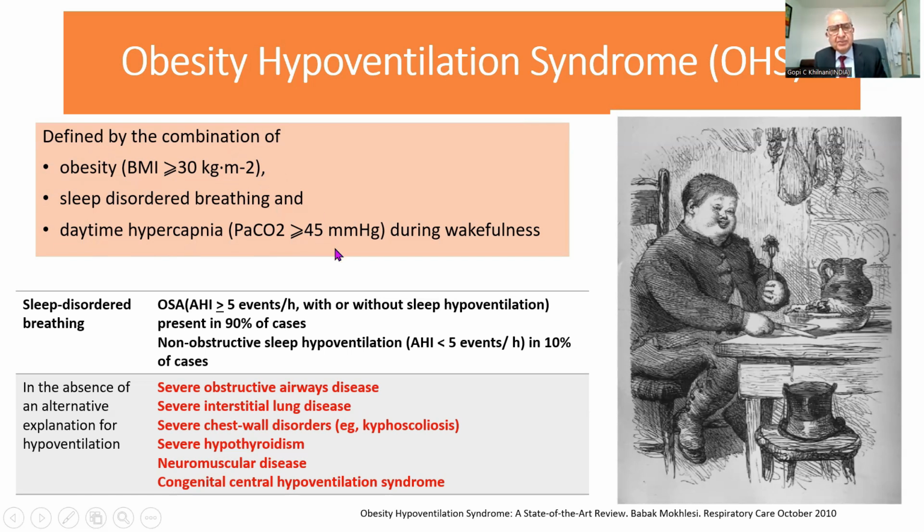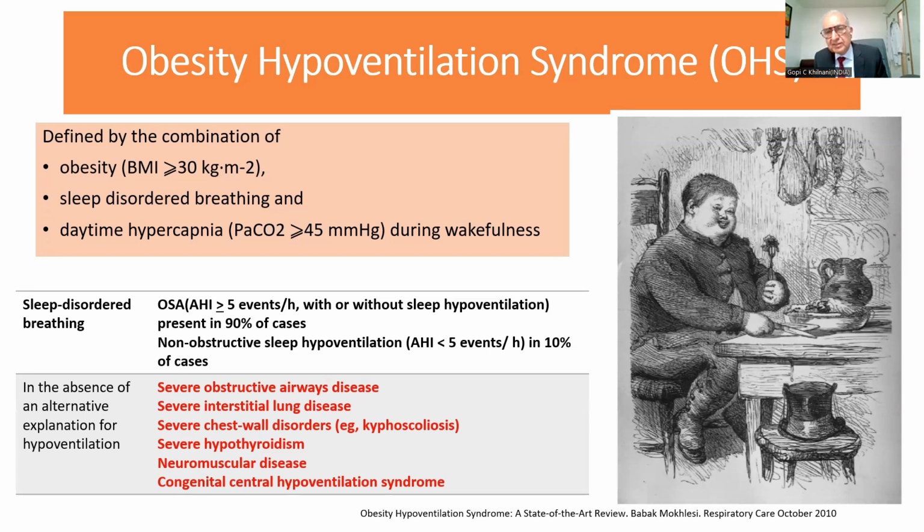And this I must say that in my place working as an intensivist in the ICU, quite often patients come with acute type 2 respiratory failure and are treated as COPD without realizing that actually they are suffering from obesity hypoventilation syndrome. There is sleep disorder breathing, as 90% of these cases have OSA also, and there is non-obstructive sleep hypoventilation. However, to diagnose this, you have to rule out COPD, ILD, chest wall diseases like kyphoscoliosis, severe hypothyroidism, neuromuscular disease, and congenital hypoventilation.